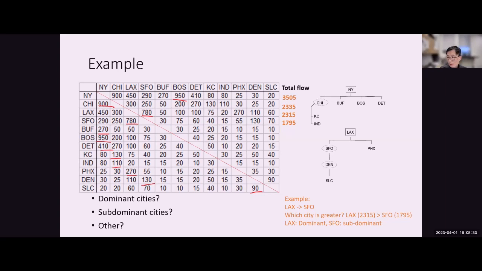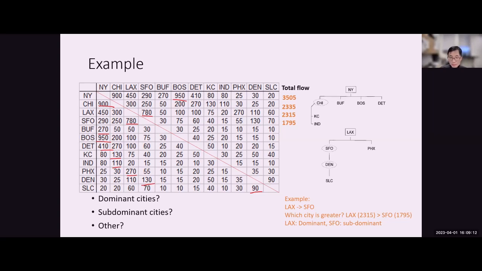And then take a look at the figure on the right, showing the hierarchy. You see New York on top and Boston is subdominant to New York. Okay, let's figure out the other cities. Let's move over to Chicago. Chicago has the largest flow to New York, and we know that New York is greater than Chicago in terms of total flow. So New York is a dominant city to Chicago, and Chicago becomes subdominant to New York. So you just draw that hierarchy in the right figure.